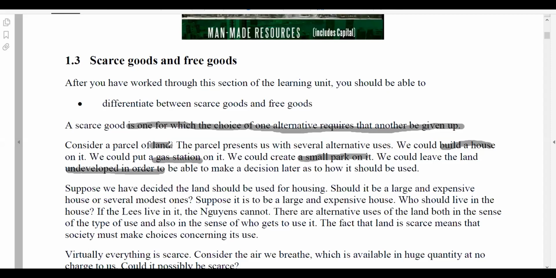So time is also another good example of a scarce good, because once you use your time for something else, you can't use that portion of it to do something that you could have done, is it? Time is a scarce good because once you use it for one thing, then the other alternatives you have to give them up. Yes. So one last example of a scarce good.